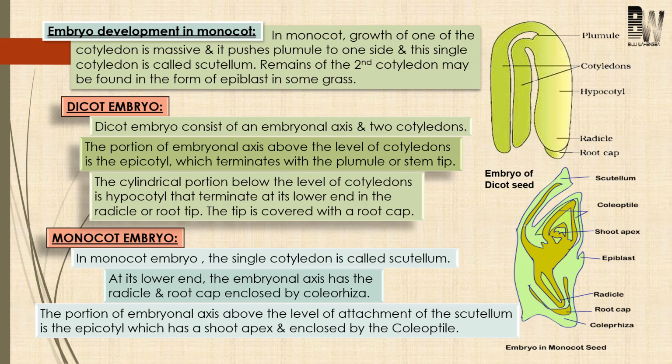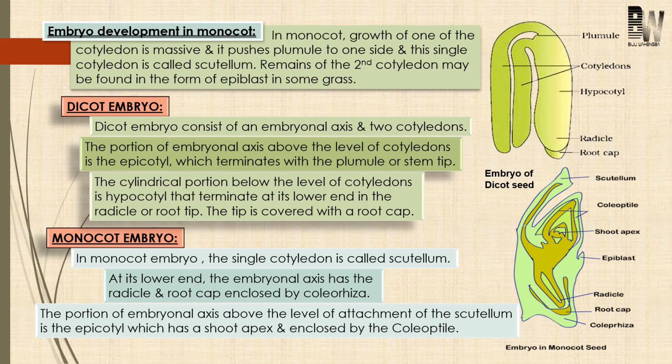One is called the plumule and one is called the radicle, and these two ends are covered and supported by a protective covering. The protective covering which is present above the level of the shoot, or above the level of the plumule, is known as the coleoptile, and the protective sheath which is present above the level of the radicle is known as the coleorhiza. Okay, so this is about the structure of the monocot embryo.